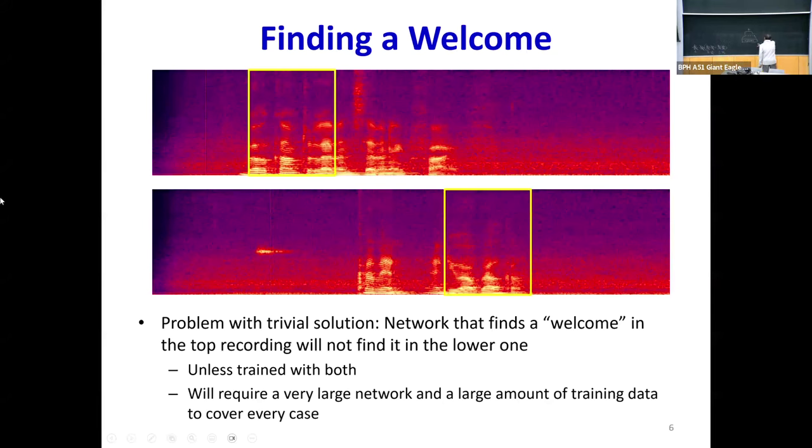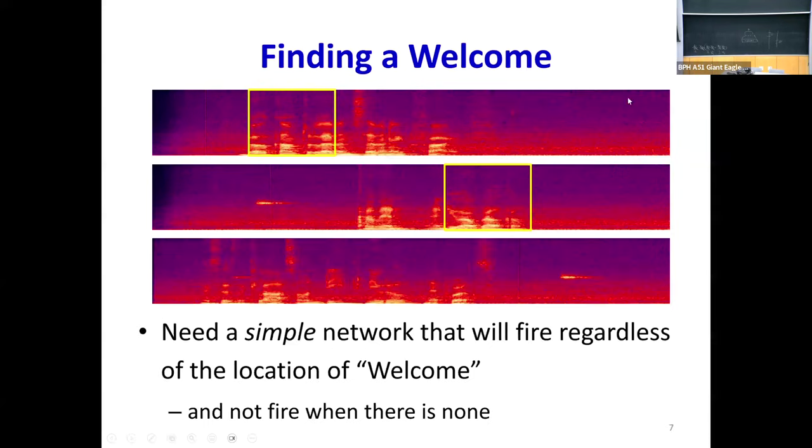If I think of this recording as a long vector, when the word welcome occurs in it, you have something in this region. If the word welcome occurs here, you have something in this region. They're different subspaces, invoking different components of the input. So clearly, something that's been trained on the first type of recording will not work on the second type. How could you deal with this? If I want the network to recognize the word welcome regardless of where it happens, how would you deal with it?